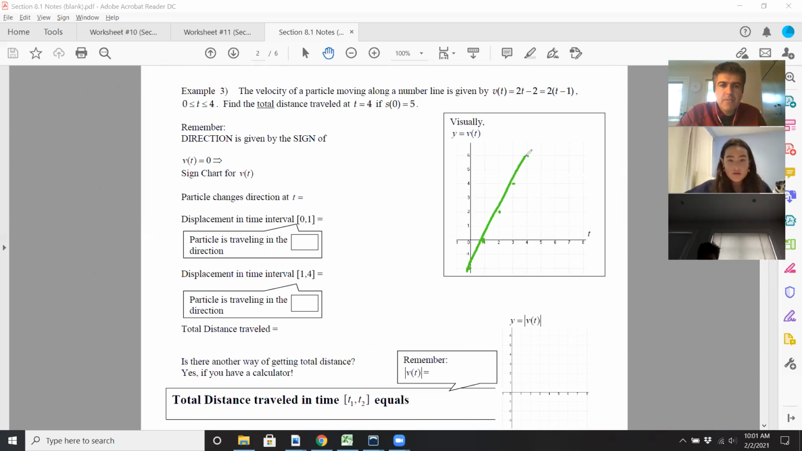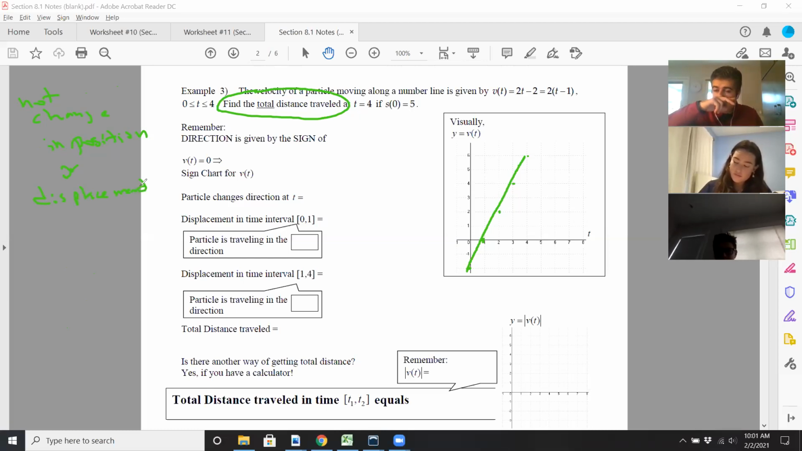Find the total distance traveled if t equals 4, if s of 0 equals 5. Okay, this is kind of interesting. Now you ask me to find the total distance, not necessarily change of position. Remember, change of position is displacement. If I were to get up and walk to the end of this room and back, my displacement would be 0. But my total distance is not 0.